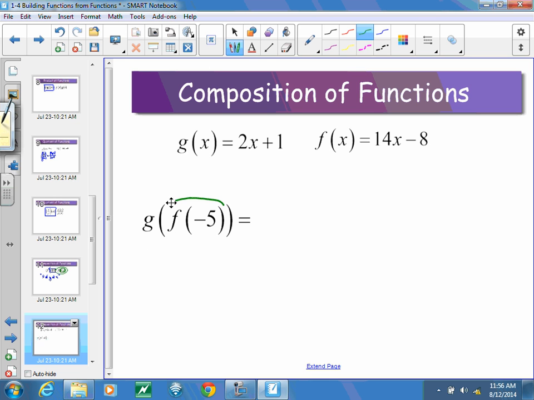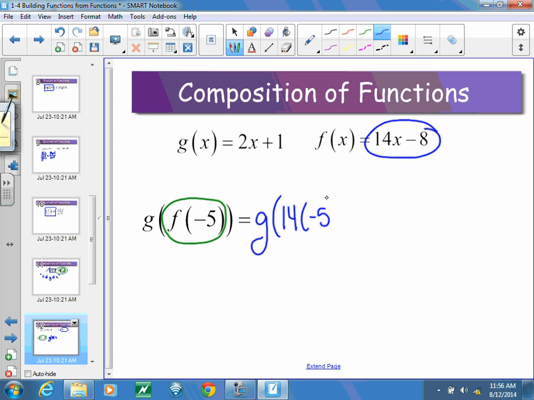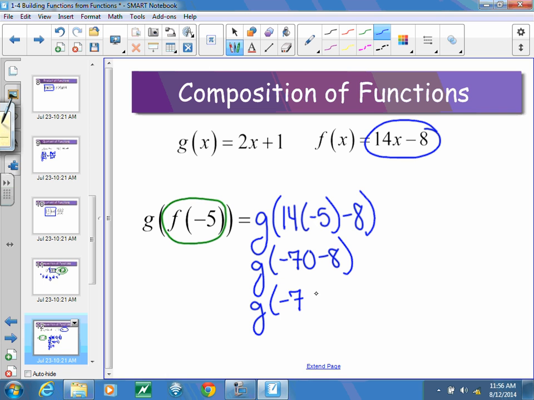So what's going to happen here is I'm going to start with f of -5, and I'm going to evaluate that. So if I look at my function of f, which is up here, I'm going to take 14 times -5, and then I'm going to subtract 8 from it. I want to evaluate all of this first. So inside here, then, I end up with -70 minus 8. And I end up with -78. So here we have f of -5 is -78.